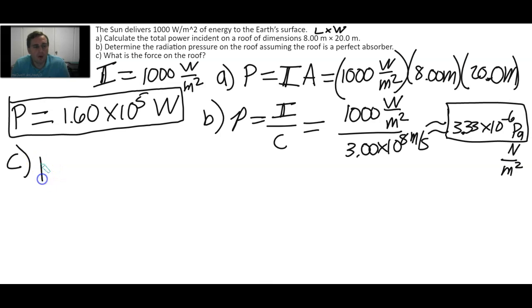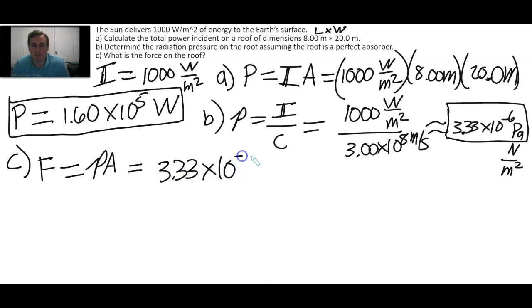Well, force divided by area is pressure. So force is equal to pressure times area. So we can just take that area we did before, 8 times 20. So 8 times 2 is 16 with a 0 on the end. That should be 3.33 times 10 to the minus 6th pascals times the area of the roof, which we said was 160 meters squared, which again is just 8 times 20.